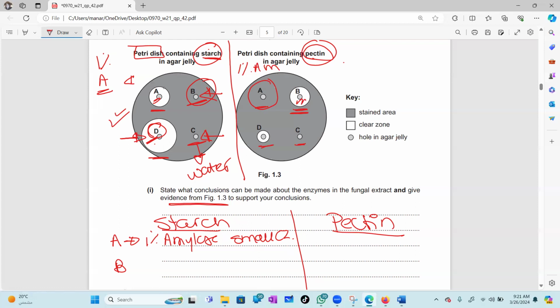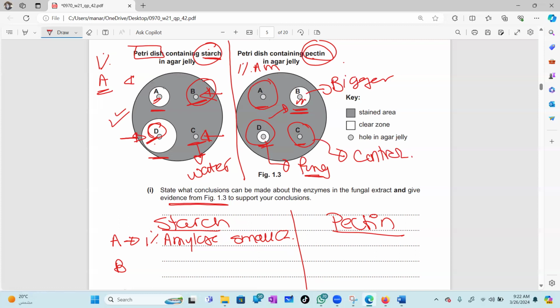Now, of course, you will compare B with D. Is there a bigger clear zone in B or a smaller clear zone in B? Bigger. So here I have a bigger clear zone. So this means that B contains more pectinase or less pectinase? More pectinase. Now let's look at D. D is the fungus. I can see a clear zone. So this means that some pectin was digested, but the fungal extract has less pectinase than B. And what is C? We already said it before. This is the control.